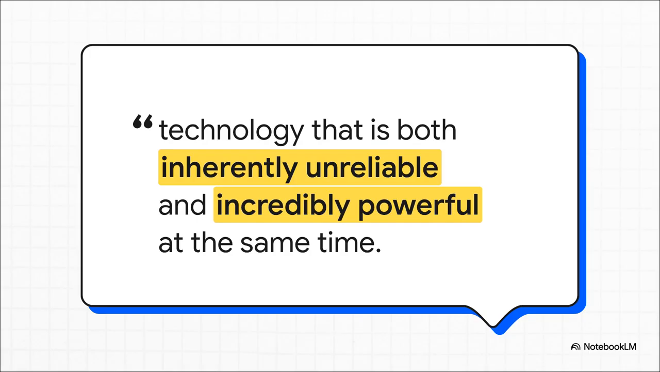You know, the AI expert Simon Willison just nails it here. He describes this as a technology that is, and I quote, "inherently unreliable and incredibly powerful at the same time." And that right there, that's the core of it. It's this paradox that means we have to find a whole new way to communicate.